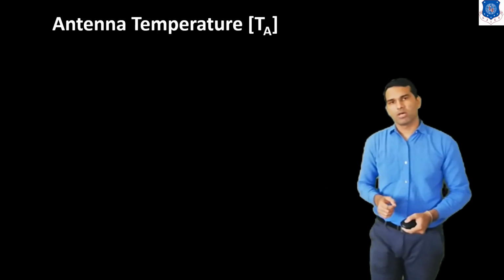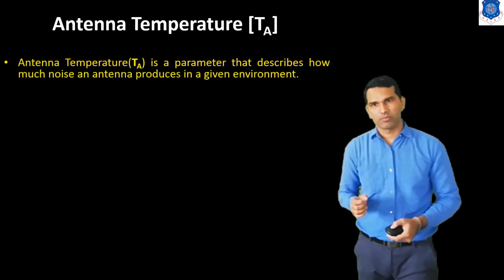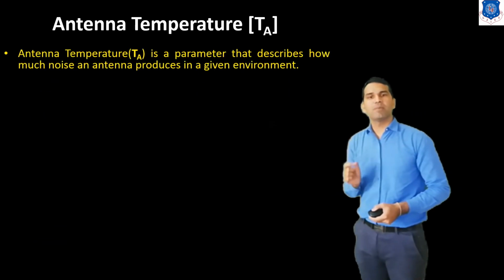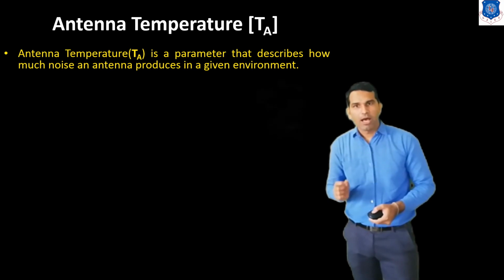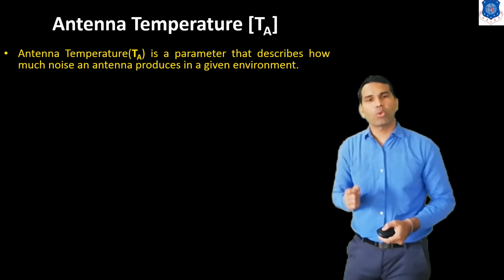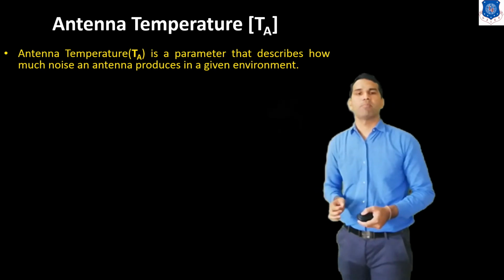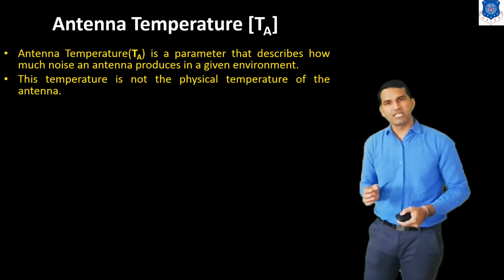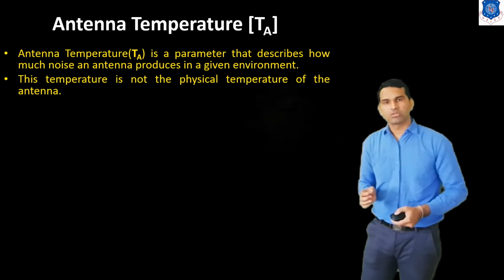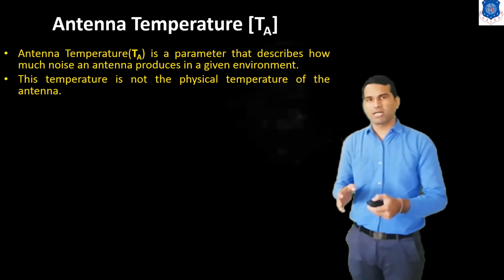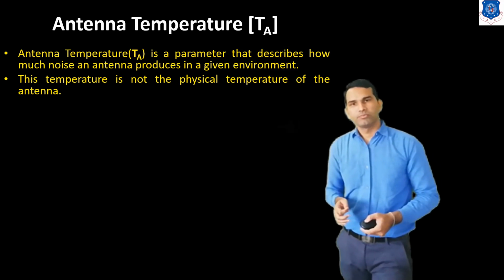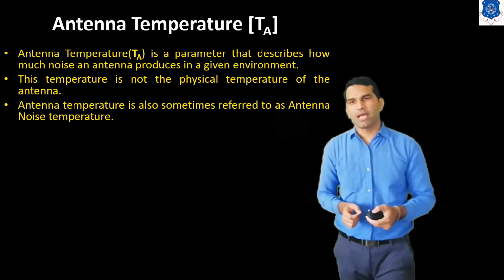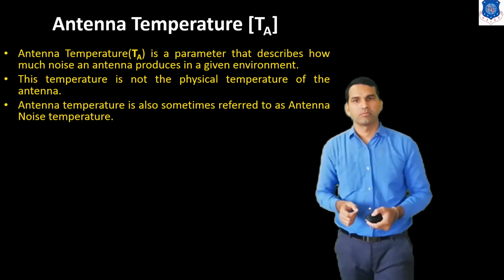Now we discuss the antenna temperature. Antenna temperature, denoted as TA, is a parameter that describes how much noise an antenna produces in a given environment. This temperature is not the physical temperature of the antenna, so here we do not discuss the physical temperature of the antenna. Antenna temperature is also sometimes referred to as the antenna noise temperature.